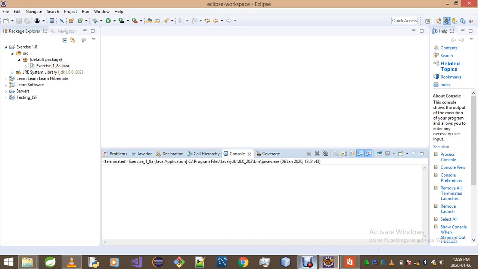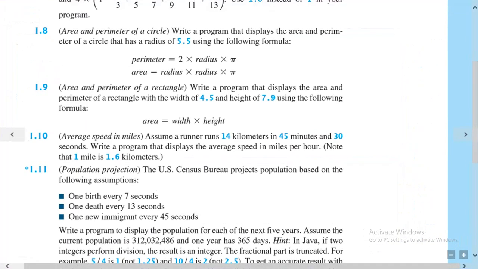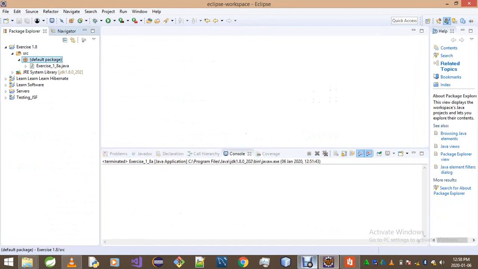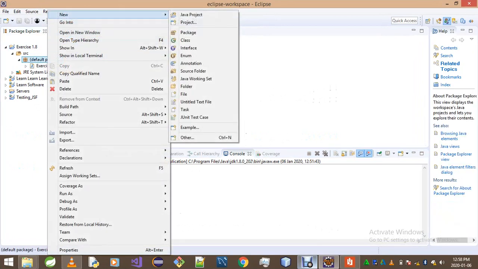From student B's perspective. Before we do, let's look at the question itself. We have to write a program that displays the area and the perimeter of a circle that has a radius of 5.5 using the following formula. Okay, so we're doing it from student B's perspective.